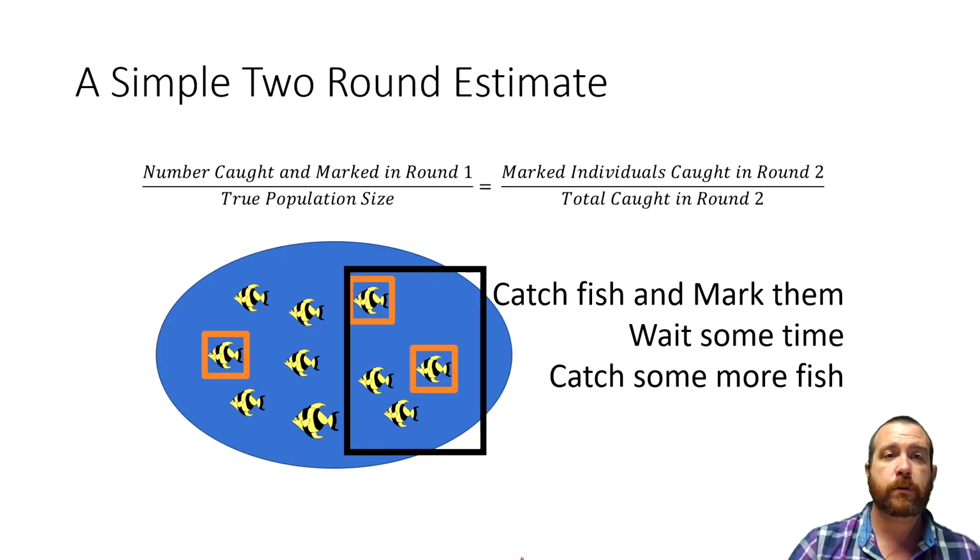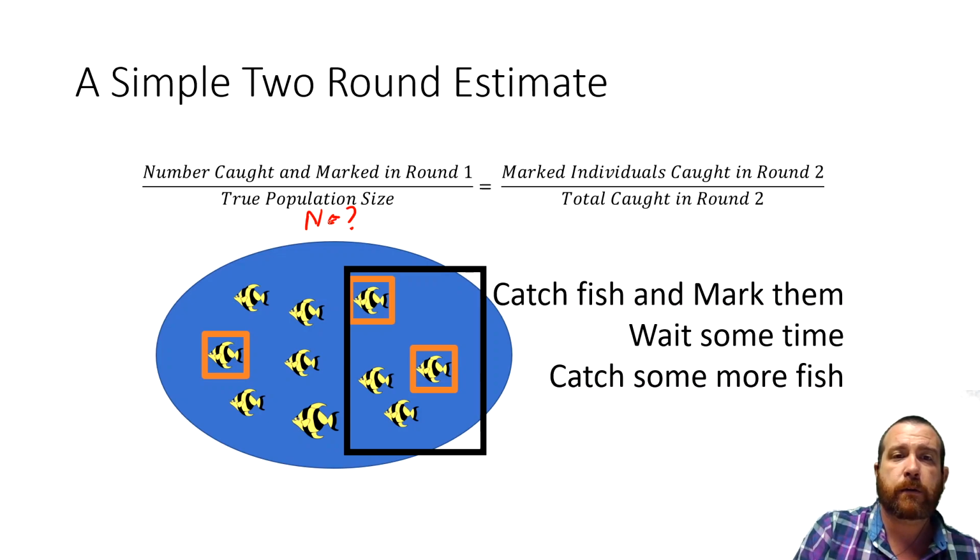And this math works like, okay, the number that you caught and marked in round 1 divided by the true population size. So this is what we're trying to hunt down. We're trying to hunt down N. This is the question that we're trying to get at. We want to find out what that true population size is.